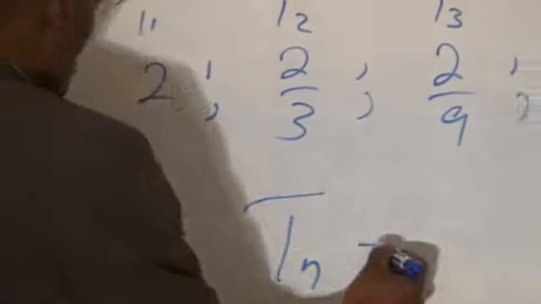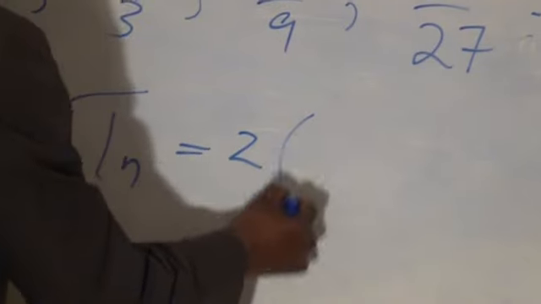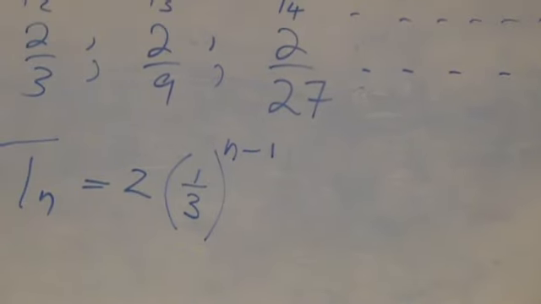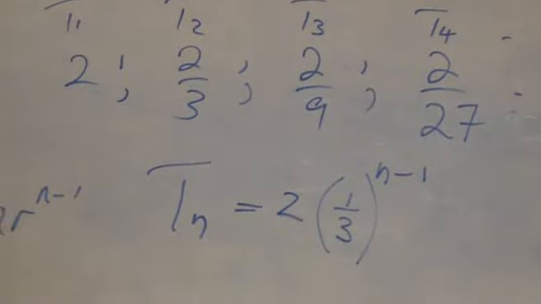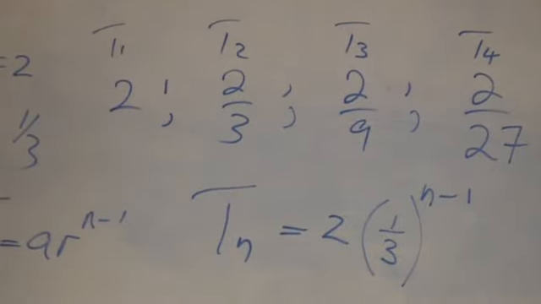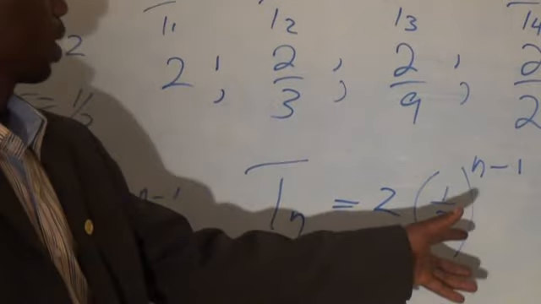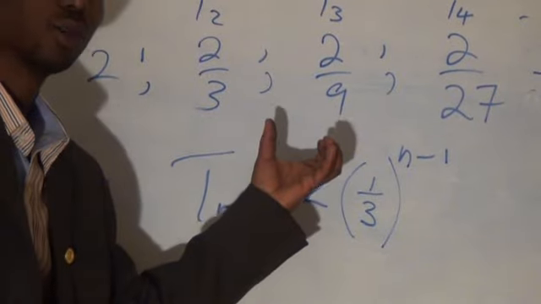So Tn for this particular sequence will be equal to a, which is 2, times r. What is r? To the power n minus 1. So uniquely, what does that mean? It means that this is generally how these terms are related to each other.